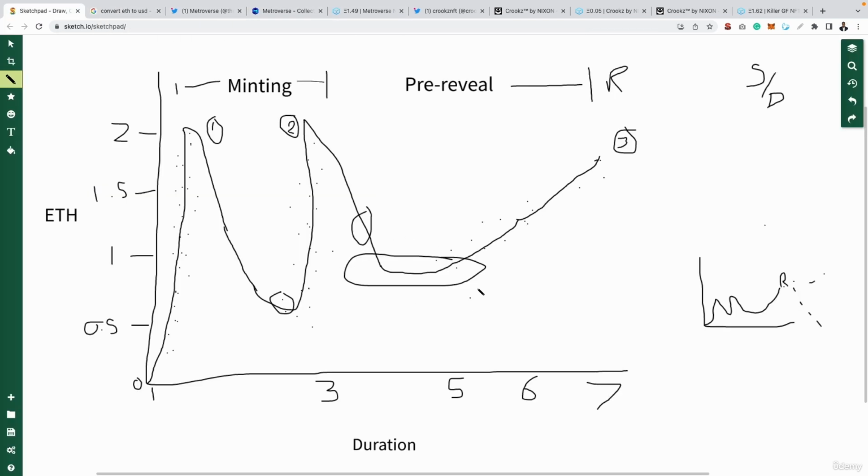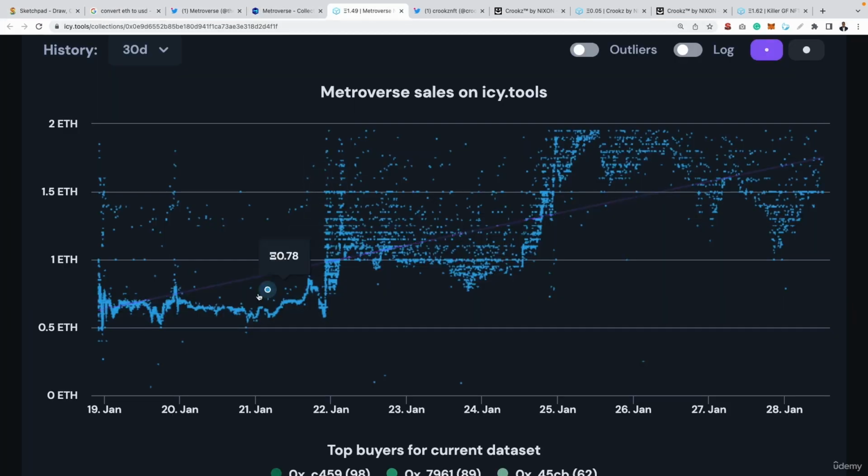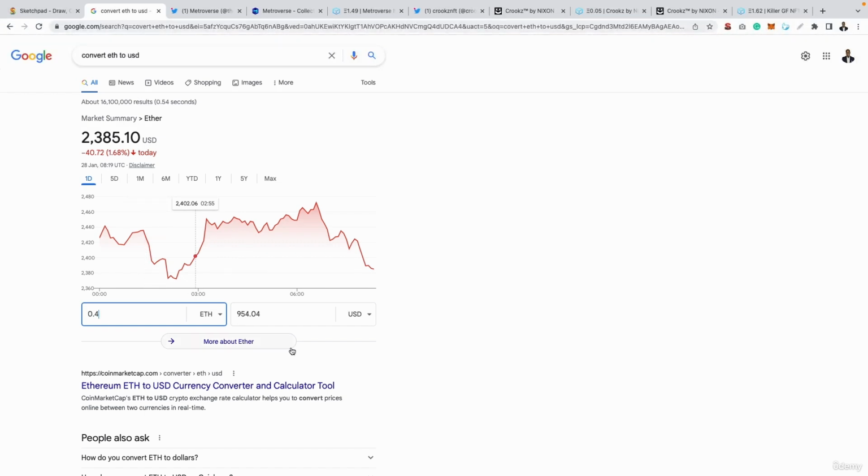If you manage to buy in this period right here, which on the chart would be somewhere around here when the price was actually stabilizing, so about 0.54, you could have then sold that before the reveal happened, and you would have got 0.86 for that NFT. That is literally 0.4 Ethereum profit for that trade. 0.4 Ethereum is about $954.